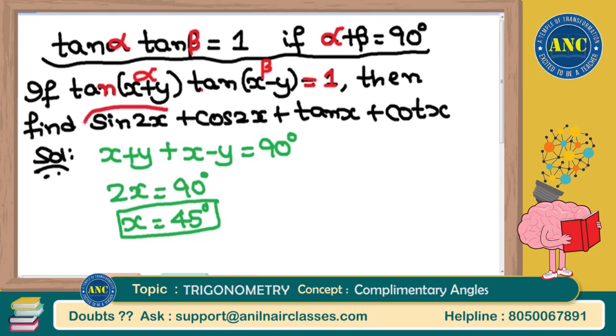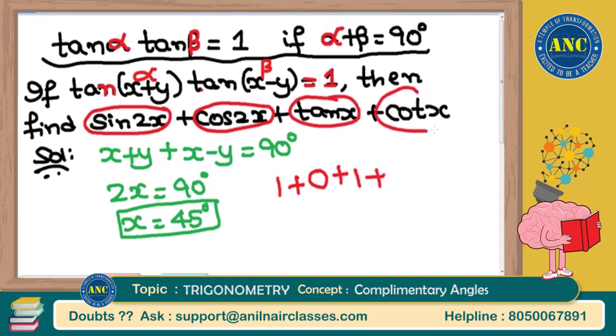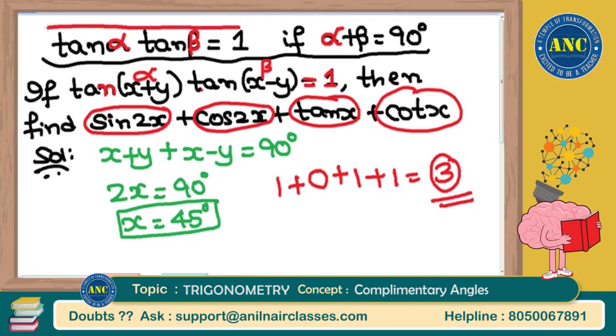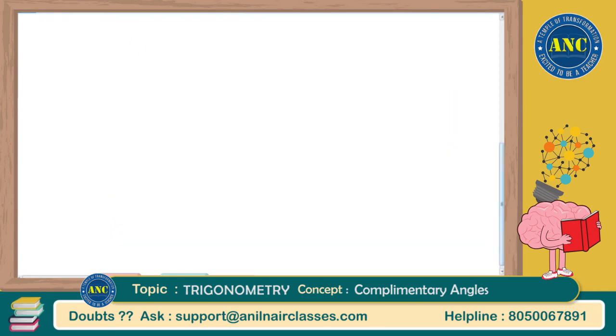See what should be the answer? Sin 2x, sin of 2 into 45, sin 90 is 1. Cos 2x, cos of 90 is 0. Tan x, tan 45 is 1. Cot x, cot 45 is also 1. Answer is 3. Over. We already solved so many questions using this variety, and we are still continuing to solve many questions using this variety. I hope the idea is very, very clear for you, sir. We will keep solving as long as we understand it so beautifully.